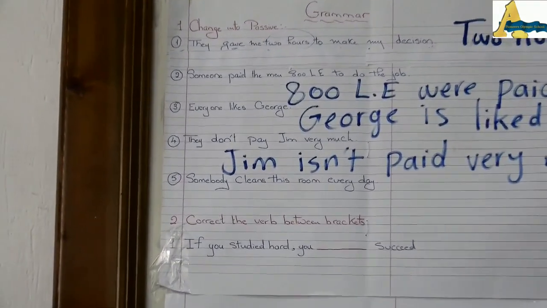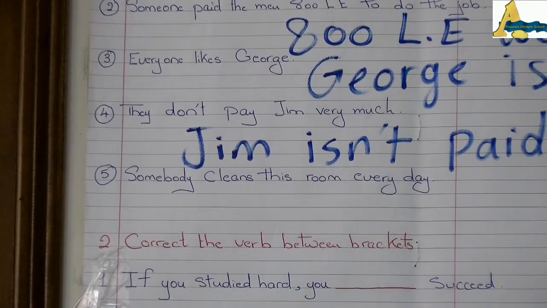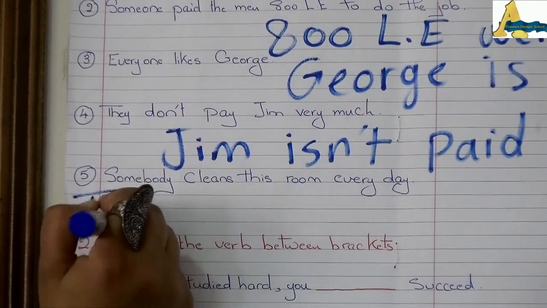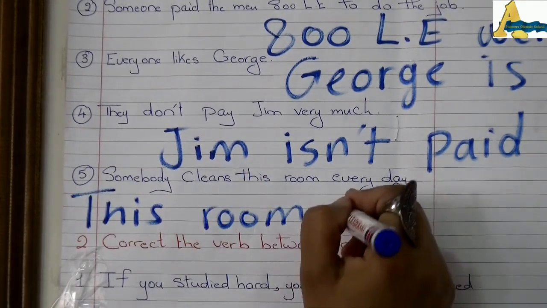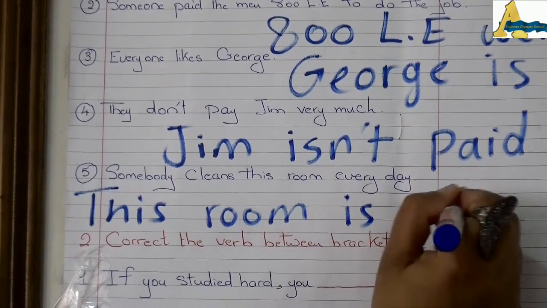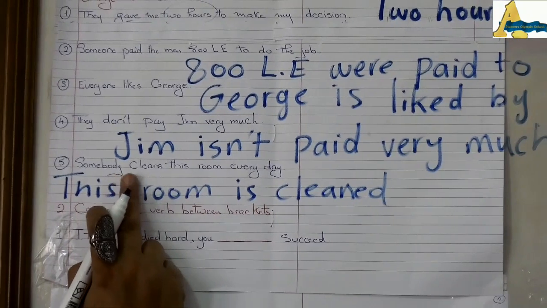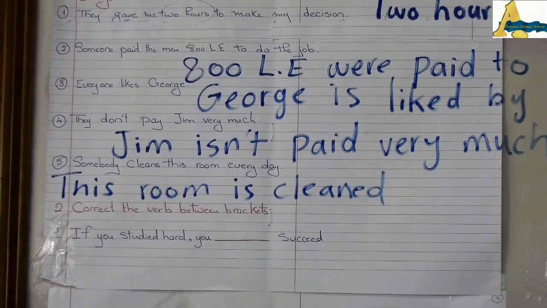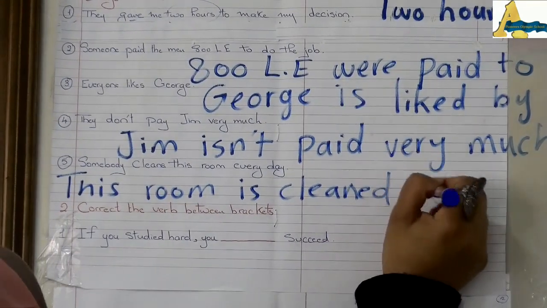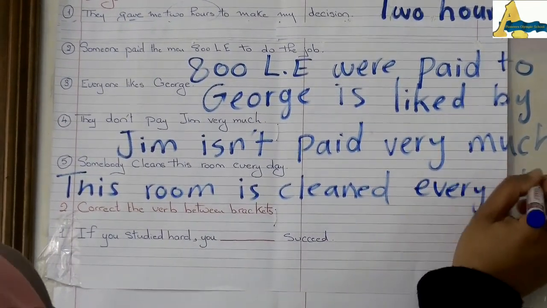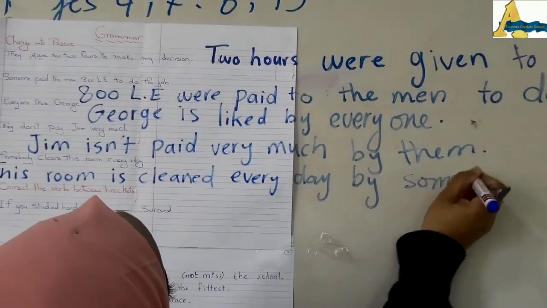Next question. Somebody cleans this room every day. So this room is the object, is cleaned, verb to be according to the tense, and then the past participle. This room is cleaned every day by somebody.